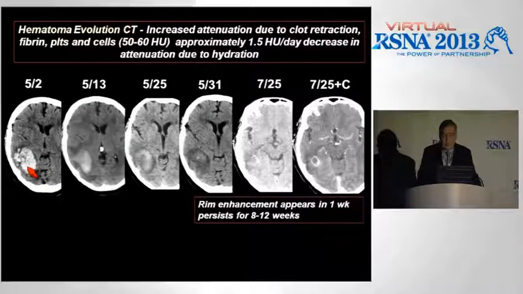So if we look at this hematoma, we can see that over time there's a little bit of edema that forms around the hematoma. There's more water that comes into the hematoma with the reduction in the attenuation. And then after several months, we can see that there's just a small area of reduced attenuation. Keep in mind, though, that as these hematomas evolve, there will be some breakdown of the blood-brain barrier around the edges of the hematoma. This rim enhancement appears in about 1 week and will persist for 8 to 12 weeks.